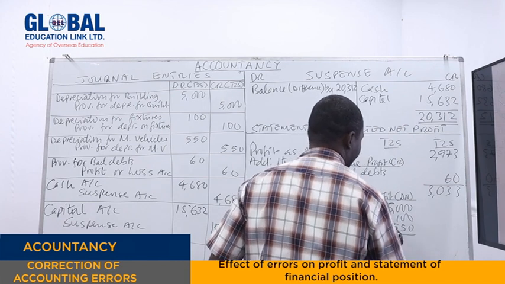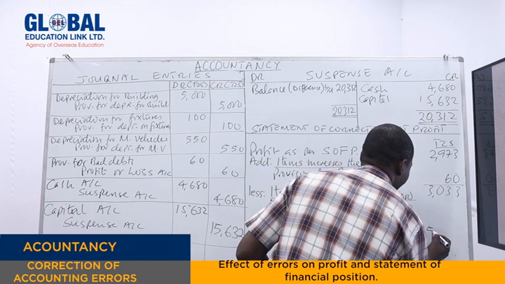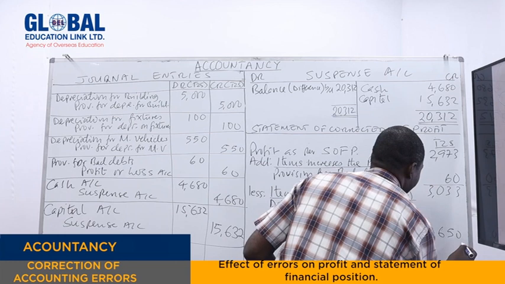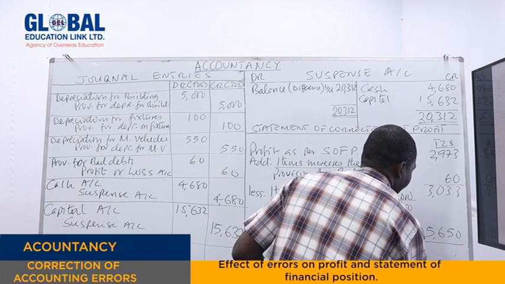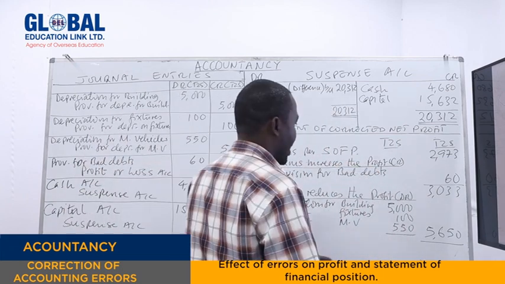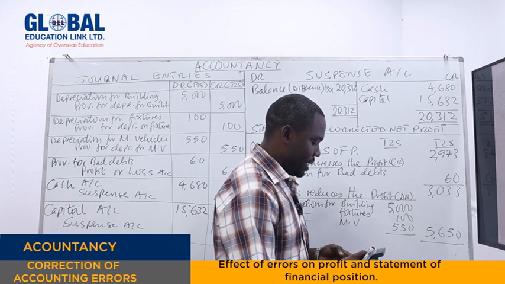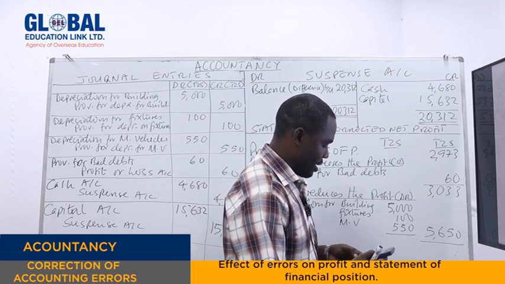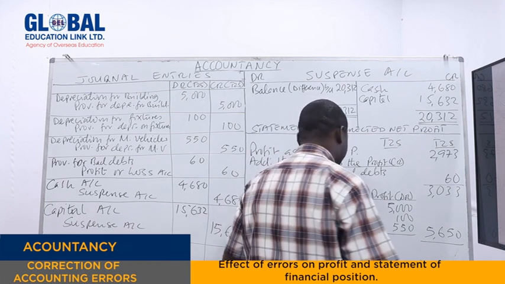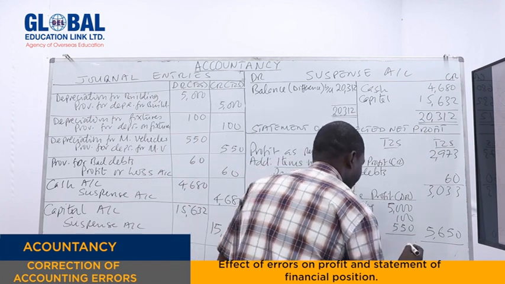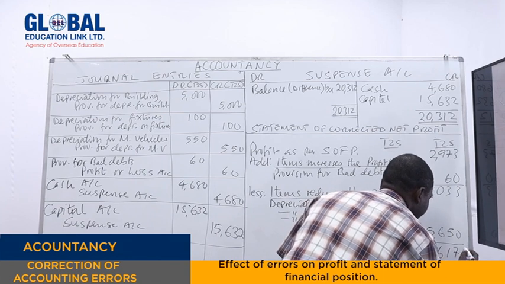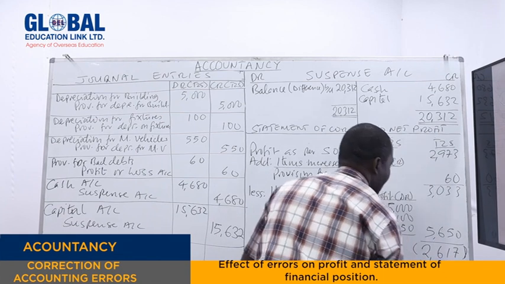If you take the total here, you get 5,650. So if you less from our total here, 3,033 less 650, we get a loss of 2,617. This is a loss. Should be put in the bracket.